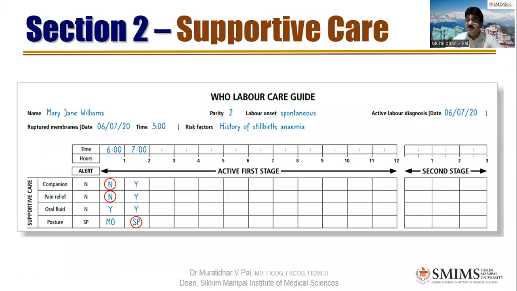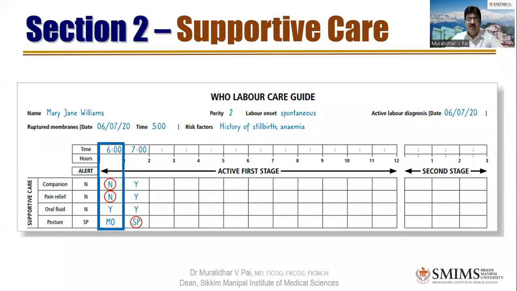This is after 5 centimeters. Remember, don't intervene unnecessarily before 5 centimeters. No need of any augmentation or analgesics and things like that. Sometimes the labor can stop. So here, definitely you have to give pain relief. And oral fluids, yes, she has been taking. And now she has gone to supine position. We have written SP, and that's an alert. So I have circled it in red. I hope it's very clear, very simple, very easy. It can't be simpler than this.